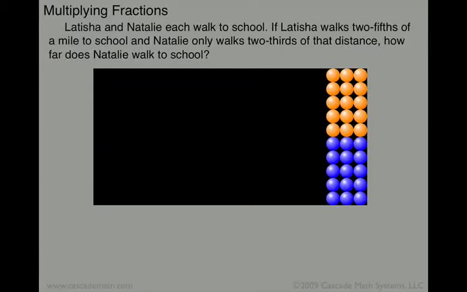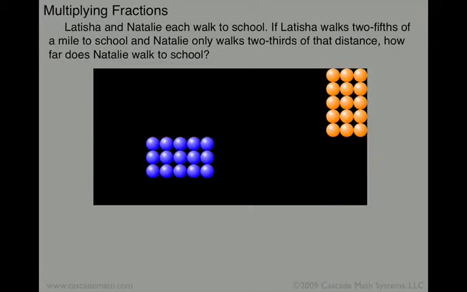Let's work another problem. This time I'll start it and you can finish it. Remember to reset your tray. Letitia and Natalie each walk to school. If Letitia walks 2/5 of a mile to school, and Natalie only walks 2/3 of that distance, how far does Natalie walk to school? Since the denominators of the fractions are 5 and 3, I'll use a 5x3 rectangle. This will give me a unit that can easily be divided into 5 equal parts and 3 equal parts.